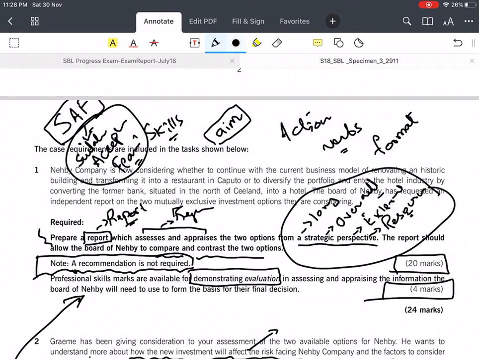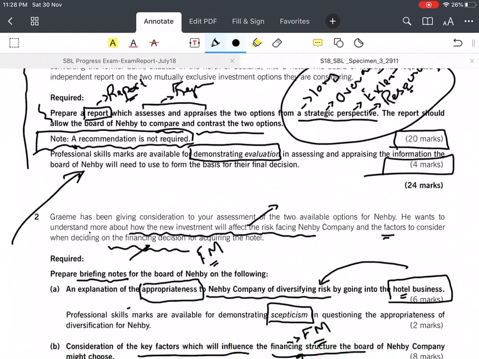So just go to the requirement, see how much capital is required, how much capital the company has, what options are available for the company to finance the capital, and see whether it's possible to go for a restaurant or to go for a hotel business, which is more possible for the company to go for. So this is what we are supposed to write in the first requirement.